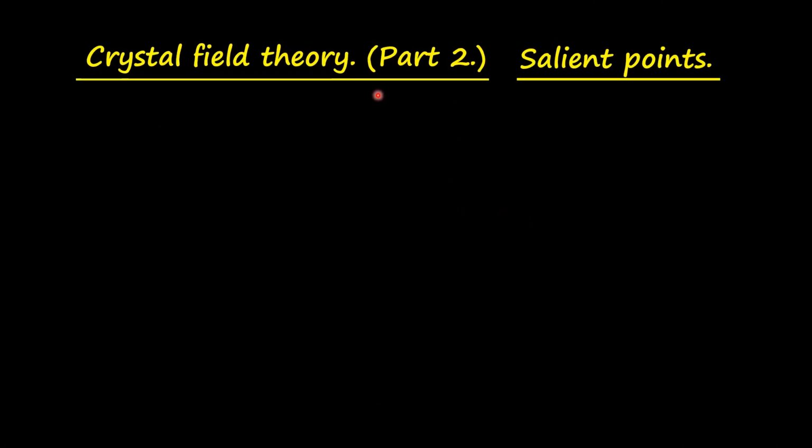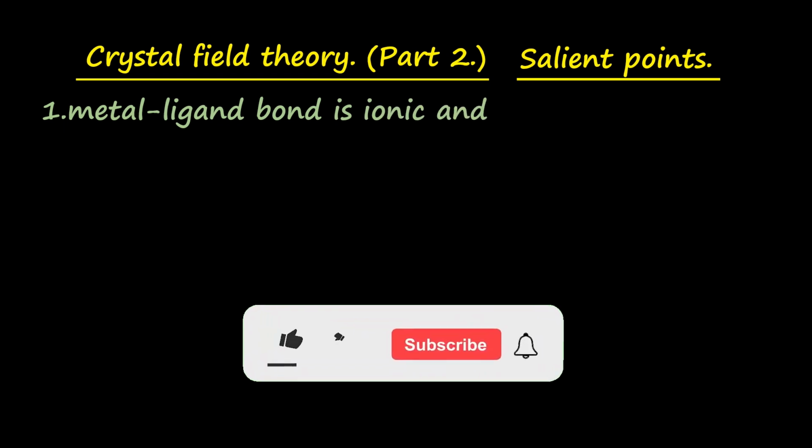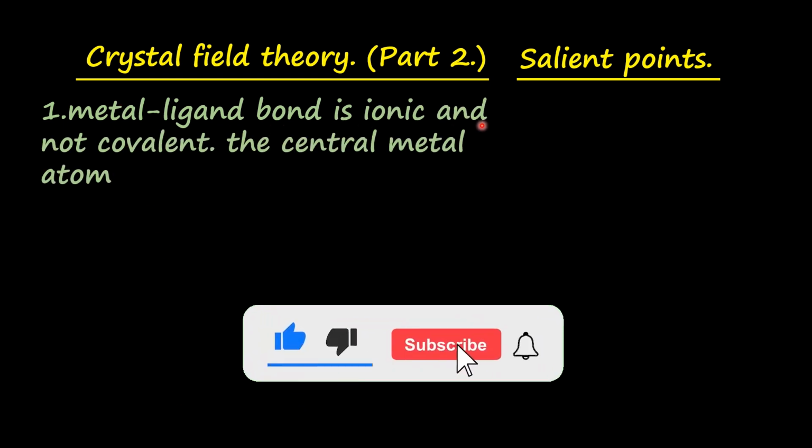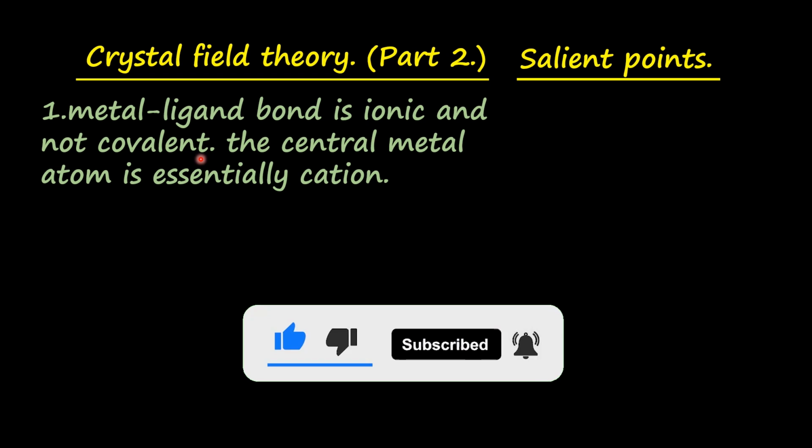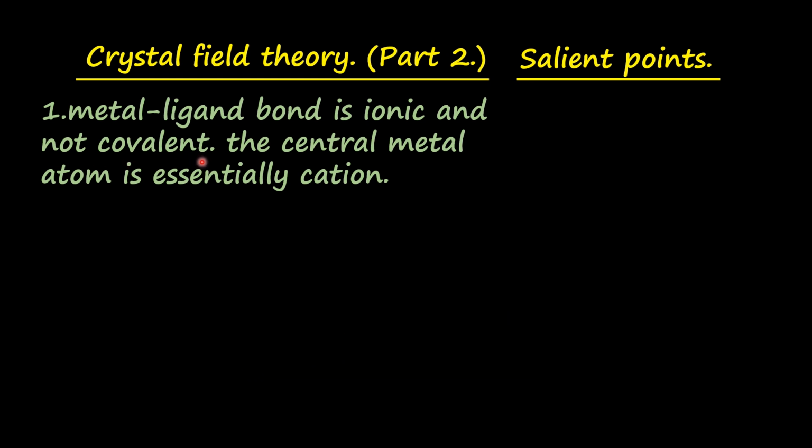Now we will see the details. According to the crystal field theory, metal ligand bond is ionic in nature and not covalent. Covalent bonds you have already learned. They are formed by sharing of electrons, whereas ionic bonds, as you know, are formed by transfer of electrons. Ionic compounds in general are crystalline in nature. Hence the term crystal. The central metal atom is essentially a cation because metals have a tendency to lose electrons.